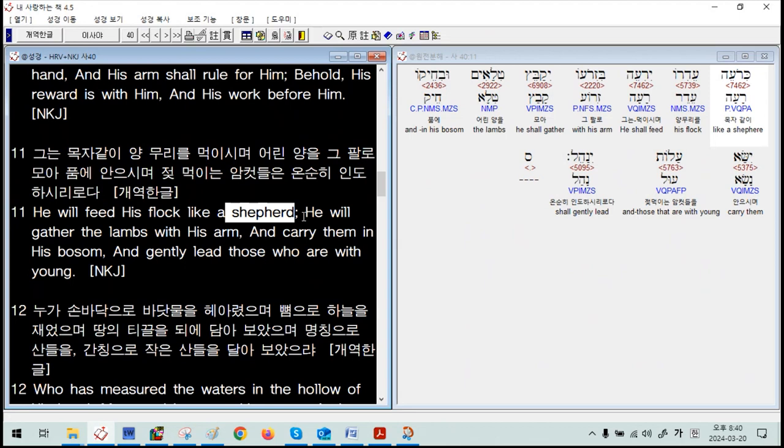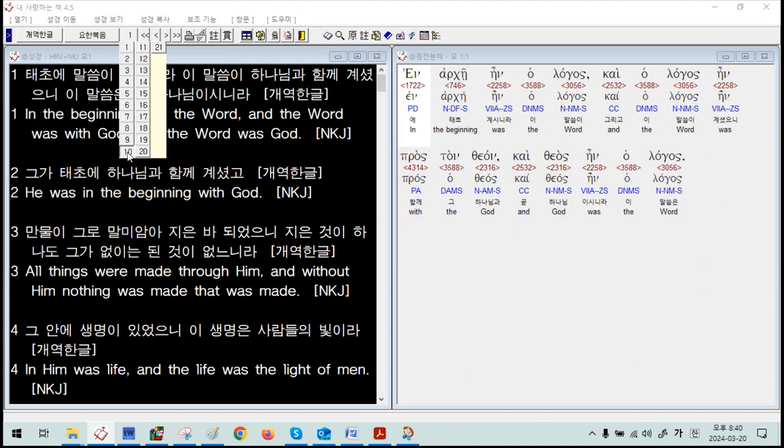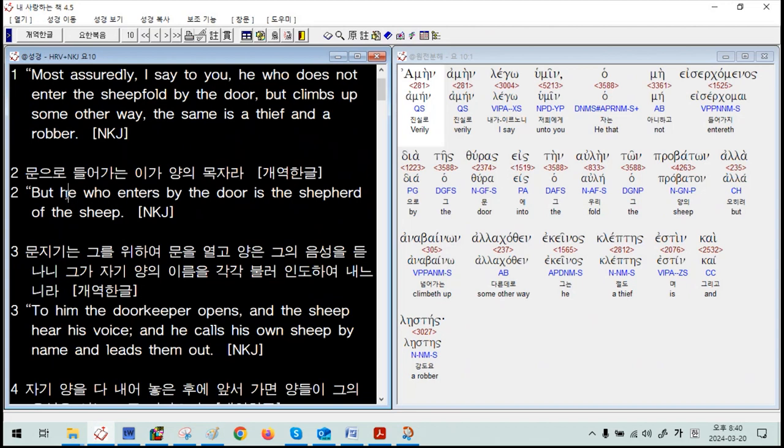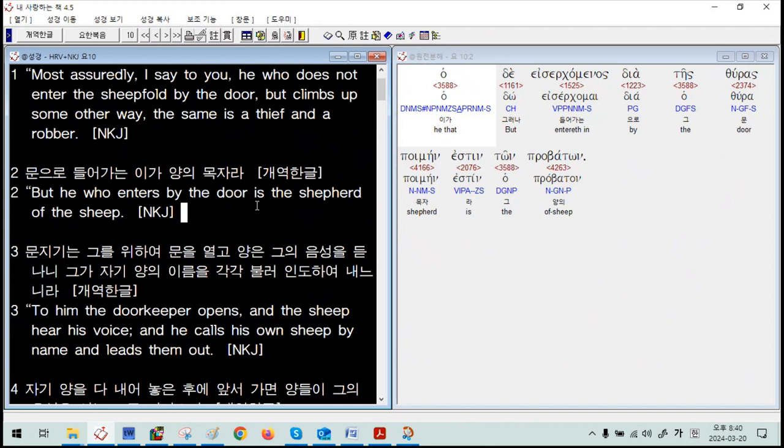So Christos Jesus is the good shepherd, and we are his flock. And he carries us in the bosom of the Father. Gently lead those who are with young. That's why when we go to John chapter 10, Jesus is our shepherd, right? He who enters through the door is the shepherd of the sheep. That's why I'm saying, we are not sheep forever. We are the candidates to become a good shepherd, the same as Christos Jesus.